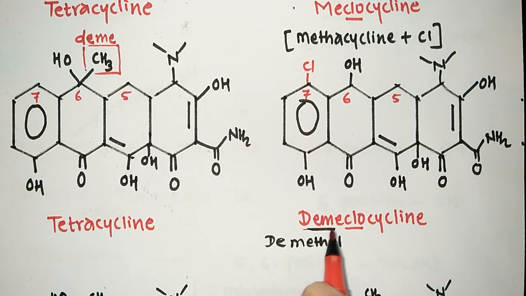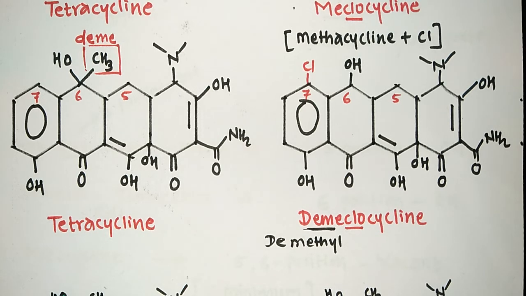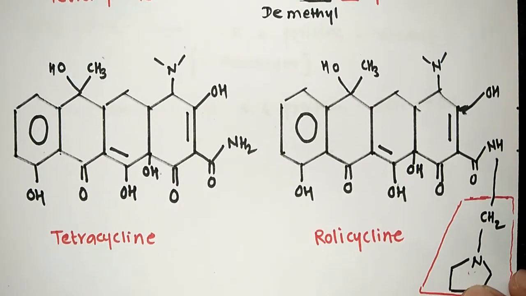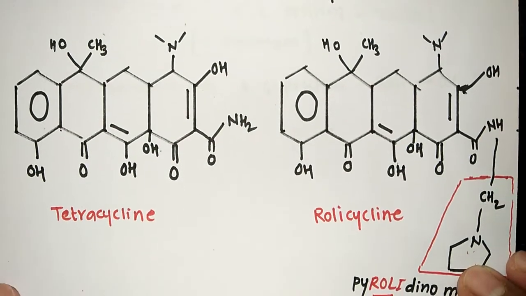As we are going to delete the methyl group and add the chlorine at the 7th position, it will convert tetracycline to dimeclocycline. So we are adding another member to our knowledge, that is dimeclocycline, and now we are going to add the new member, that is Rolitetracycline. What is this Rolitetracycline?